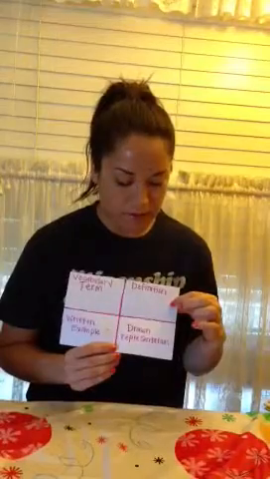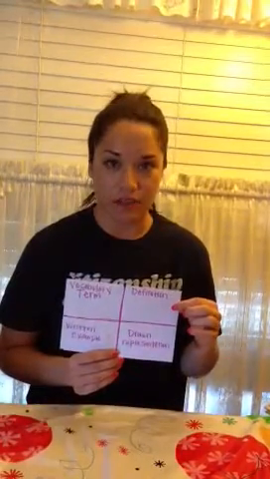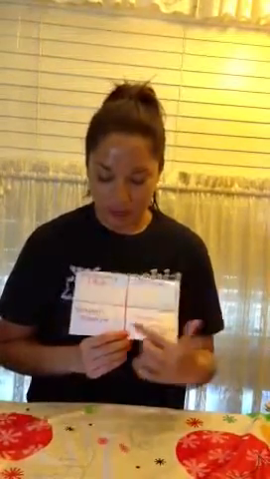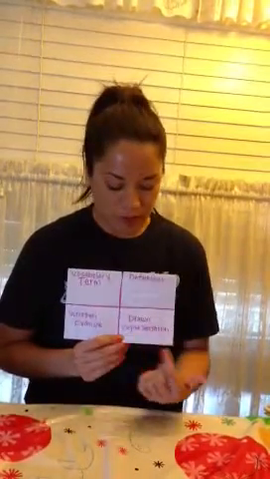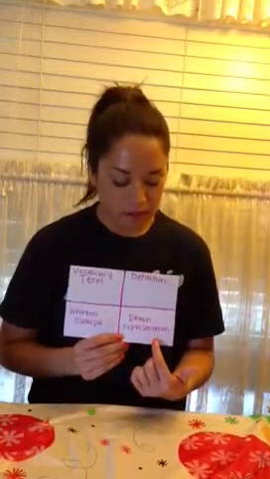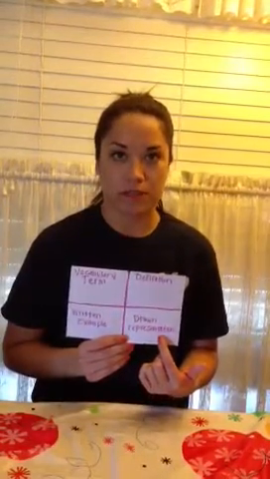In the top right square, you'll have the students write a definition of the word. In the bottom left square, students will write an example of the term. And in the bottom right square, students will draw a visual representation of the word.